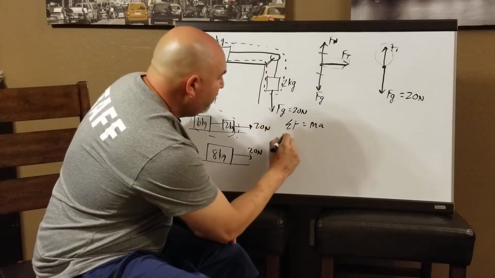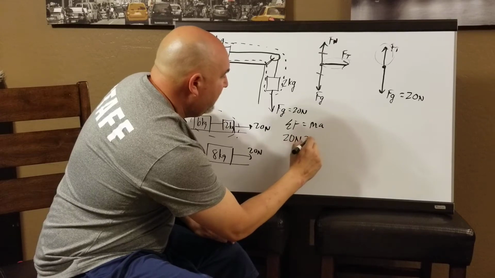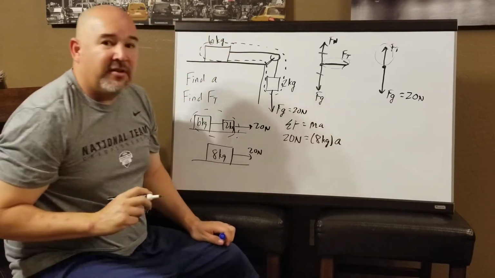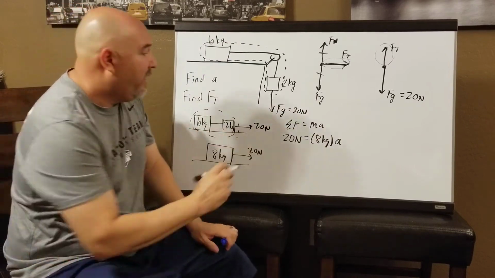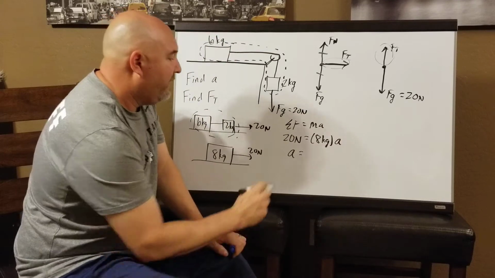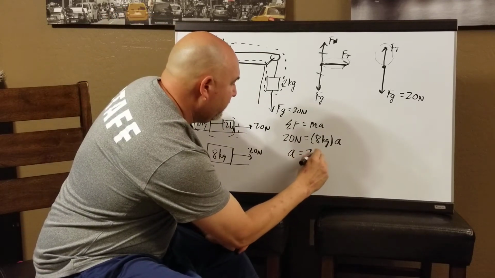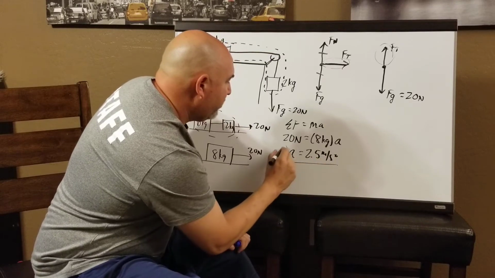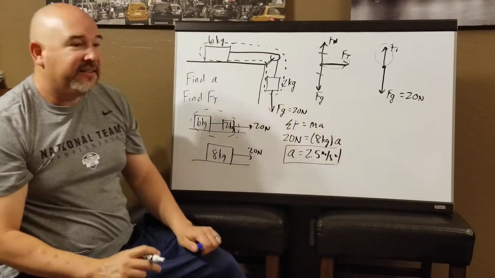So 20 Newton force equals 8 kilograms times acceleration. Now I just solve for A. 20 divided by 8 gives me 2.5. So I have 2.5 meters per second squared, and I have my acceleration. So that's all I had to do.